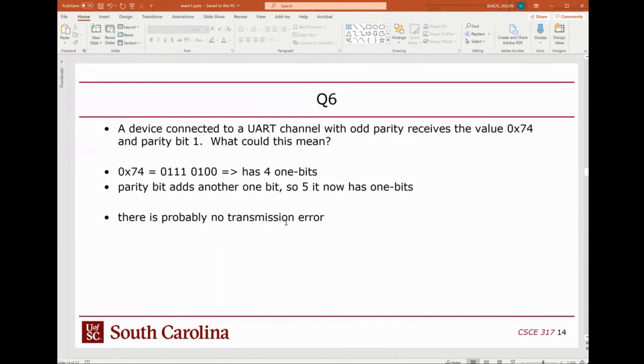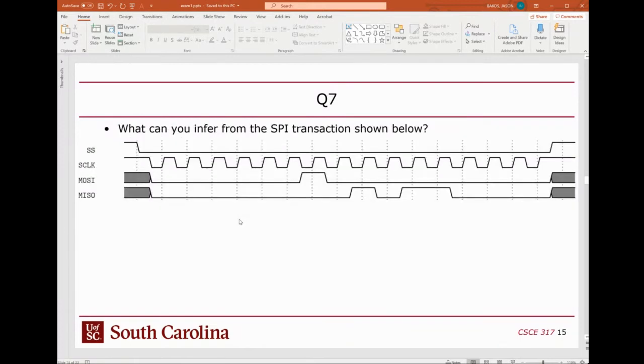Although, as Charles pointed out last time, you could have, for example, 2-bit flips and parity wouldn't catch it. But when I say probably, it's generally the case that it'd be more likely that there'd be no error than 2-bit errors. So I said the answer is there's probably no bit error, just because the number of 1-bits is odd.